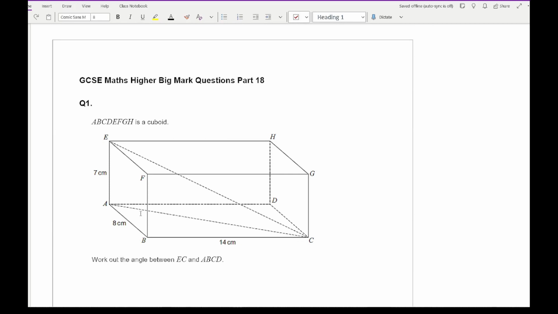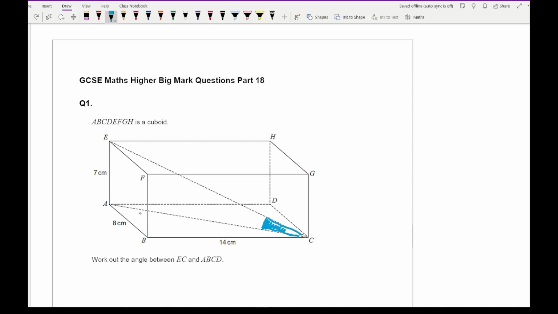So this question says that A, B, C, D, E, F, G, H is a cuboid, and the question is asking us to work out the angle between E, H, C and A, B, C, D. Now, with these particular 3D problems, it's always important that you try and establish what it is you've got to work out first. So we're wanting to work out what this angle here is.